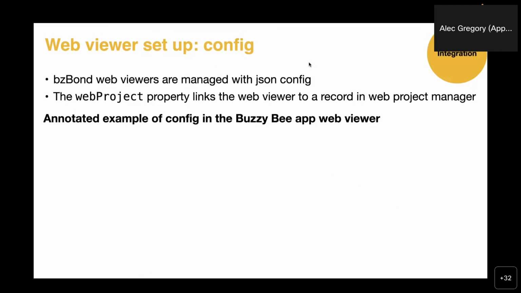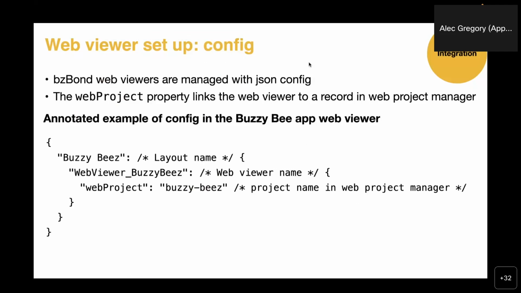So here's an annotated example of config for the bzB app web viewer. You'll see it's a JSON object with nested objects within it. The top level is the layout name. That's just the name of the layout where the web viewer happens to be. This is bzBs, which is what I call my layout. The next layer is the web viewer name, and then within the web viewer name, there's the actual config, and you'll see the web project that I am defining is the bzBs one that we saw in the previous slide.